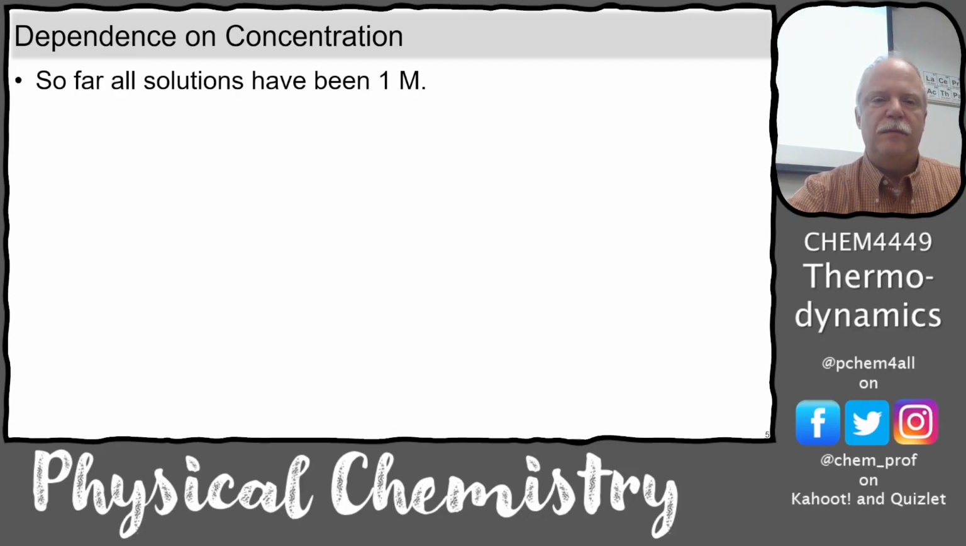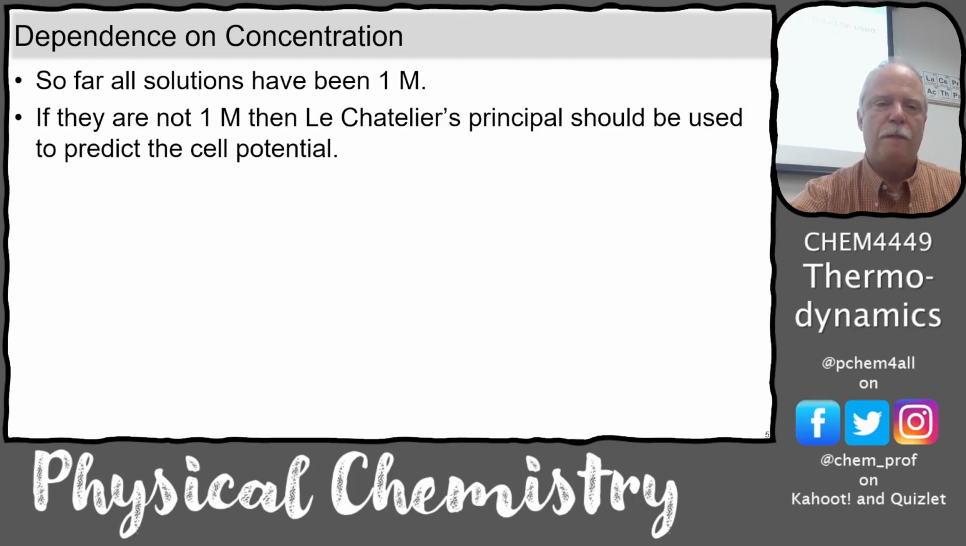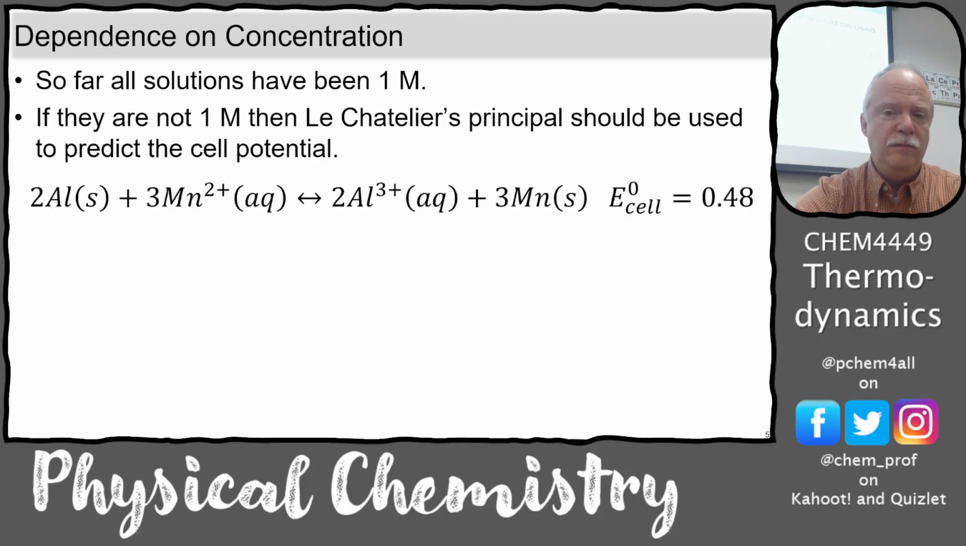So let's look at some examples. If all of these concentrations are 1 molar, then we have the standard potential. If they're not 1 molar, we use Le Chatelier's principle to predict the cell potential. So here's a standard redox reaction of aluminum and manganese. And if you've got these aqueous solutions here, those are the ones that we're talking about being at 1 molar concentration.